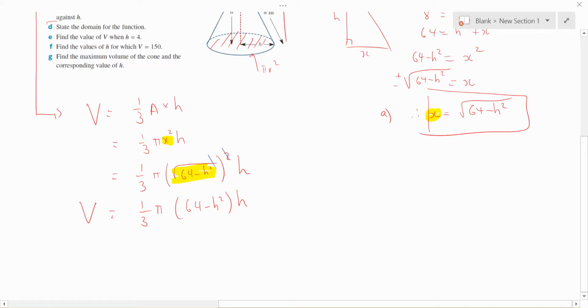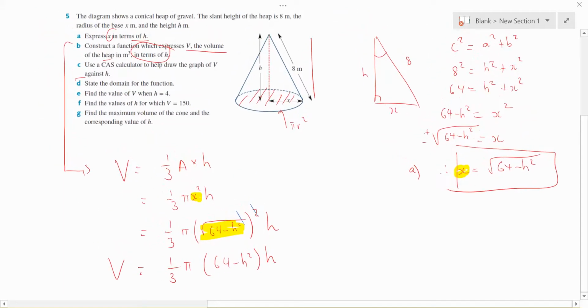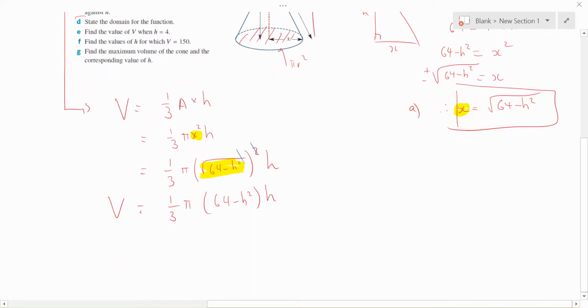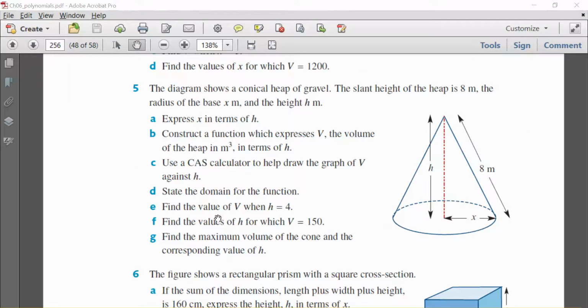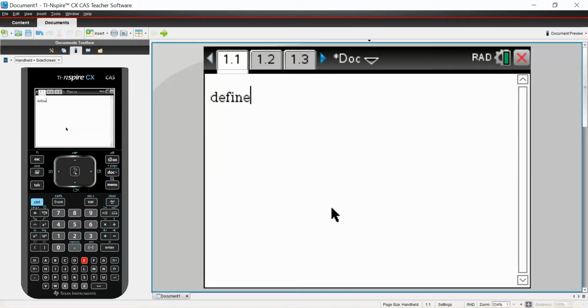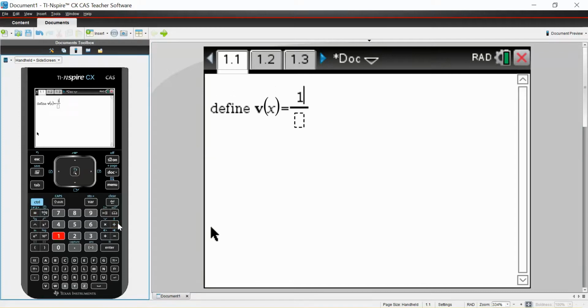Okay, once I've got my volume equation, from here on, this is all easy. I would define it. Because the next question says, use the CAS calculator to help draw the graph of V. Right? So what I would do here is define the graph. From here, I would go to the CAS. I'm going to remove all of this again. So I would say define f of x, I'll call it v of x, equals 1/3. So here we go. Control, divide, 1/3 times pi is over here.